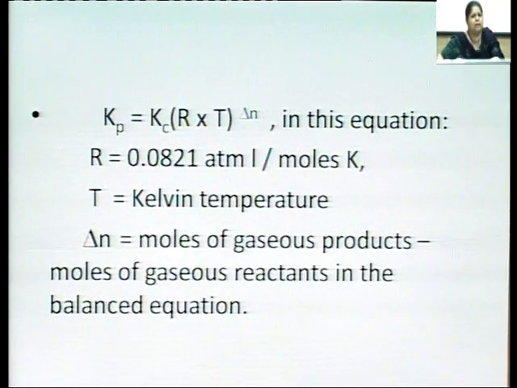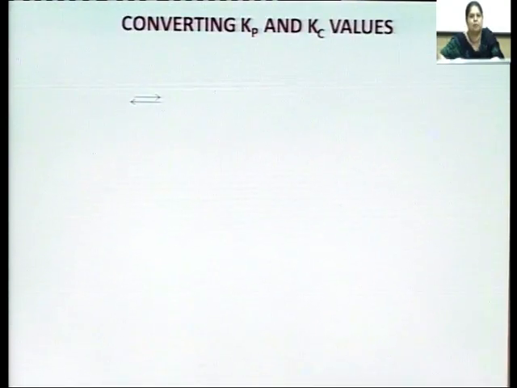Now, when the number of moles of the gaseous products and that of the gaseous reactants become the same, then delta n will be 0. In that case, Kp will be equal to Kc, because anything raised to the power 0 is equal to 1. Then the Kp, the equilibrium constant in pressure units, will be equal to Kc, the equilibrium constant in concentration units, that is moles per liter.